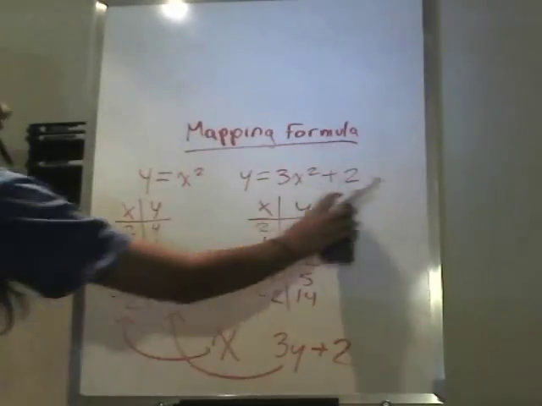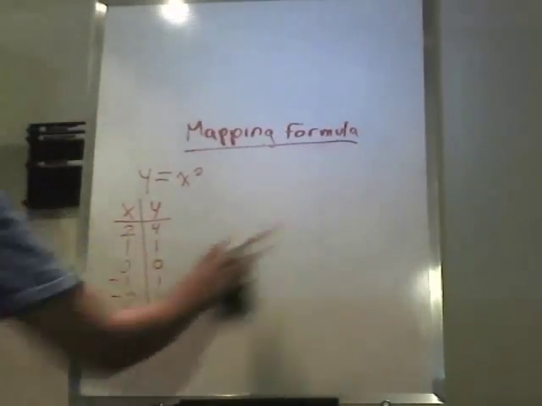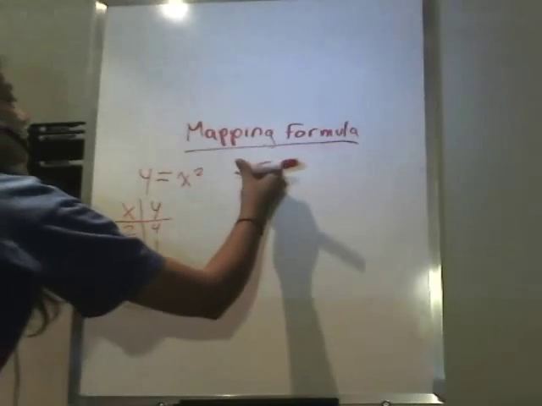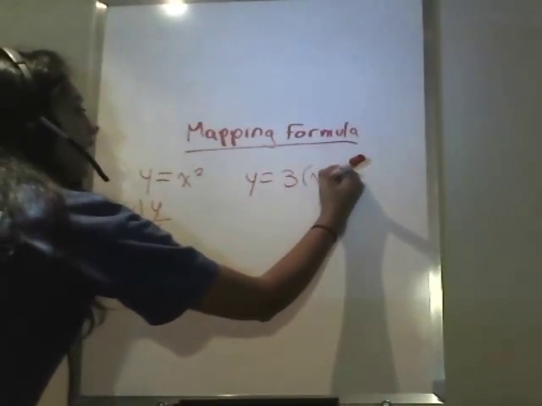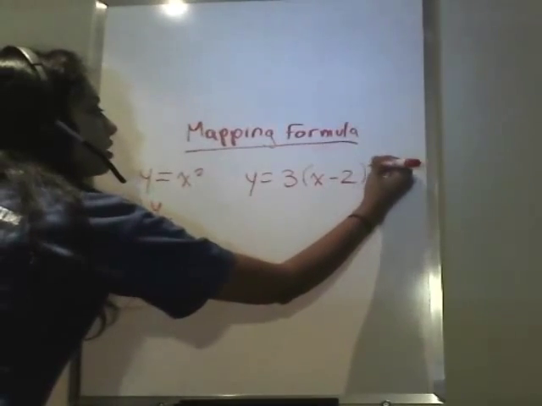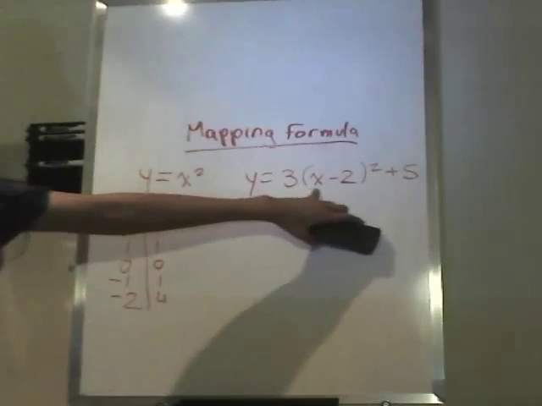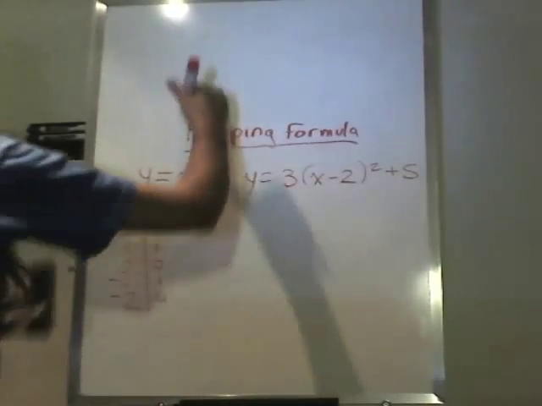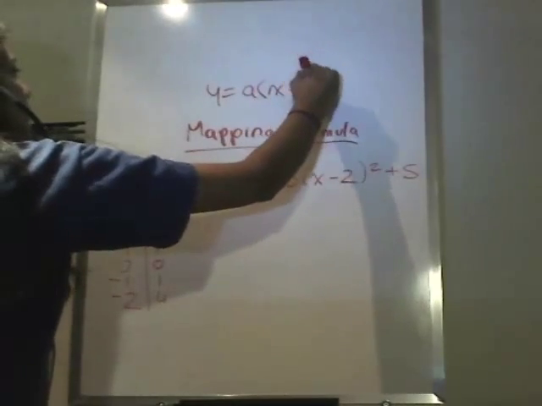Good, now we have the a. Let's add another number now that we understand that part. We're going to keep this here, obviously. So it's going to be y equals 3 bracket x minus 2 bracket plus 5. Whoa, look, we actually got the bracket. This is our normal equation for vertex form.